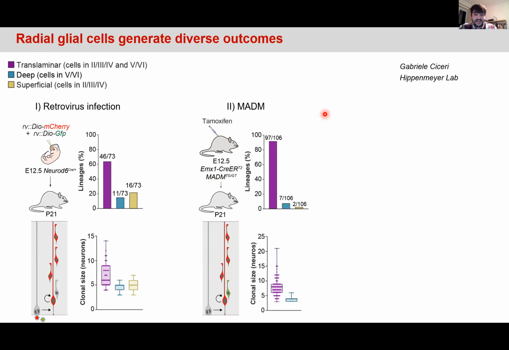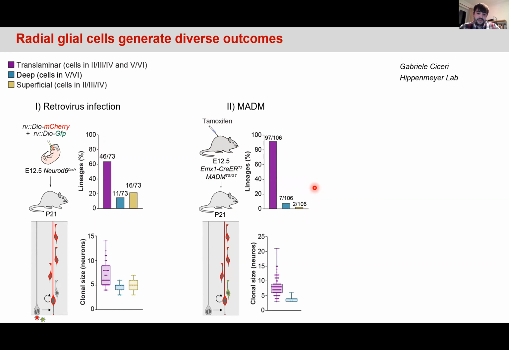Now, in this dataset, again, the majority of lineages were translaminar. Indeed, this majority was enlarged compared with the previous dataset. And we also observe a small fraction of lineages composed exclusively of deep layer fates. But it was very rare in this dataset to observe those lineages composed exclusively of superficial layer identities. Indeed, we consider those to be virtually absent in this dataset.